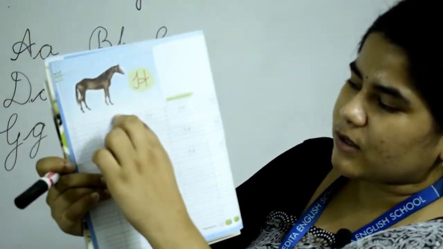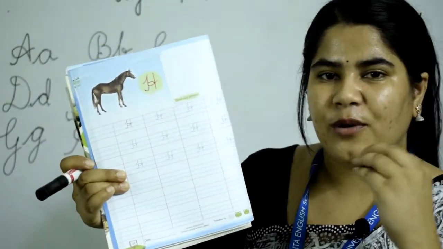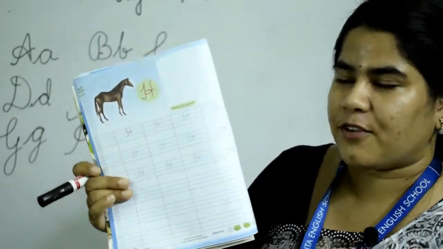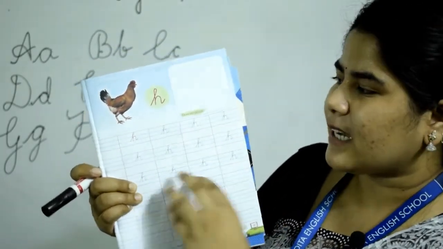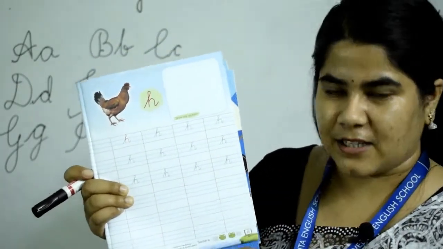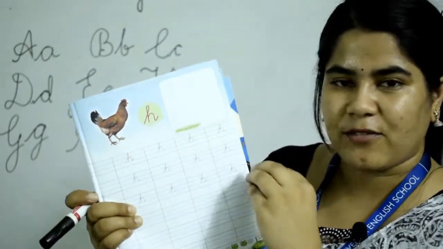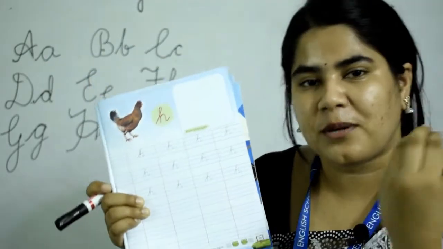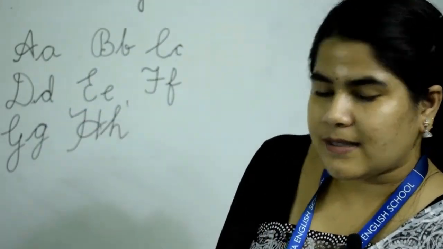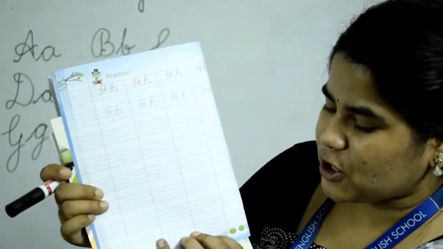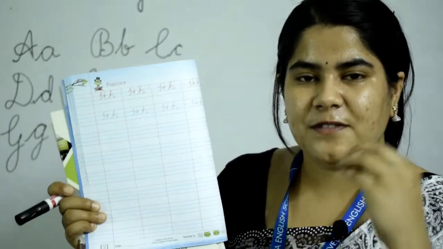Okay, in this way, these 3 lines you just have to trace, and the rest of the lines you have to write down by yourself. Okay, and if you turn the page, it's page number 25, you will get cursive small h. Again the same thing, 3 lines, it's given dotted, so you have to trace it, and the rest part you have to do by yourself. Now if you turn the page, this is what you're going to get in page number 26, the revision part, cursive capital H and cursive small h.